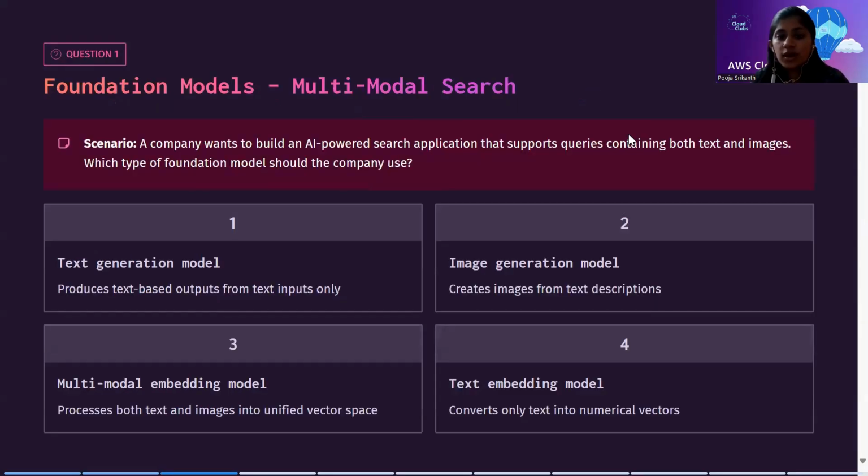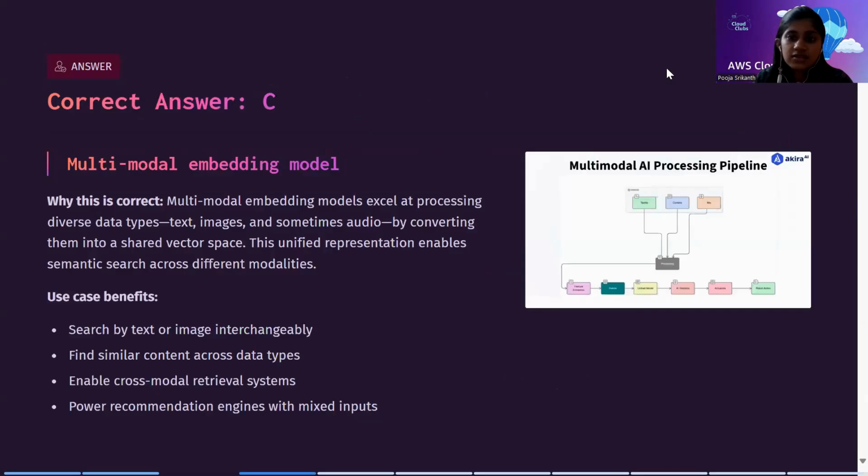Now here, question number 1: a company wants to build an AI-powered search application that supports queries containing both text and images. What type of foundation model should the company use? You can pause the video here while I hold for 5 seconds so you can figure out which answer it will be. Okay, so let's find out the answer, and the answer is multi-modal embedding model.